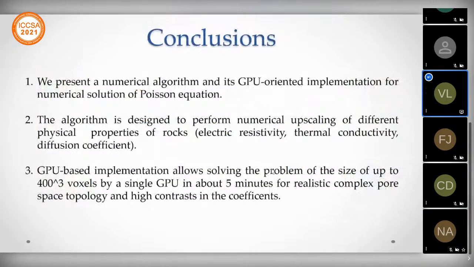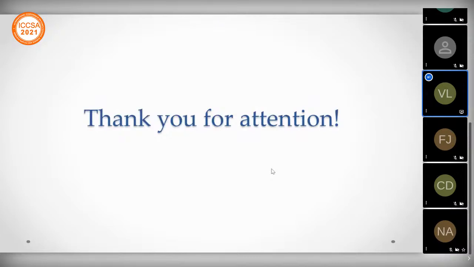So let me conclude. What we present is a new GPU-based implementation of the Poisson solver, which allows us to estimate a wide range of physical properties of digital rocks. The standard execution time is about 5 minutes for samples of up to 400 voxels. That's pretty much it. Thank you for your attention.